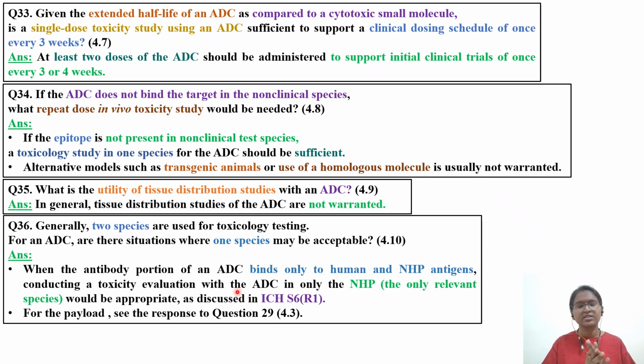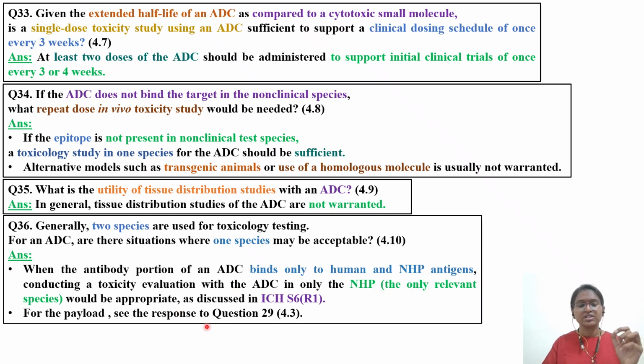There is a statement where they clearly say one relevant species is enough. There's no point in conducting the study in a non-rodent, or for example in the rodent, if you are giving the drug but in the rat that receptor is not there. There's no point in conducting those studies.